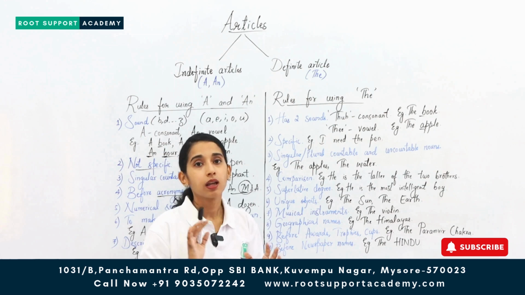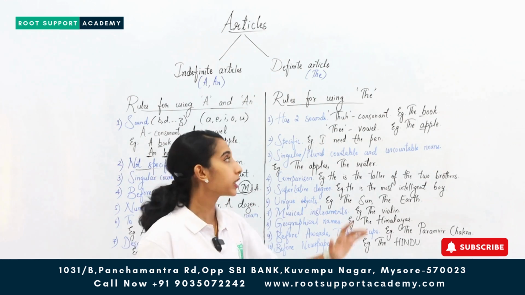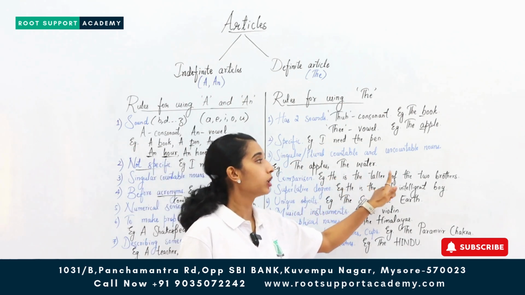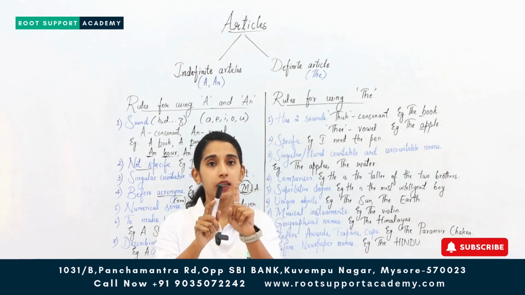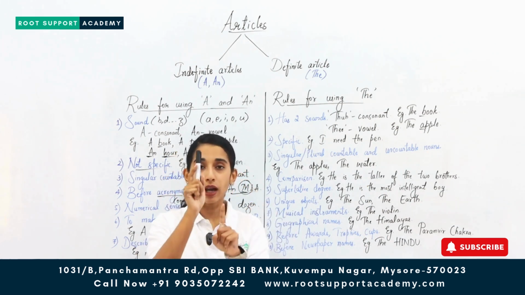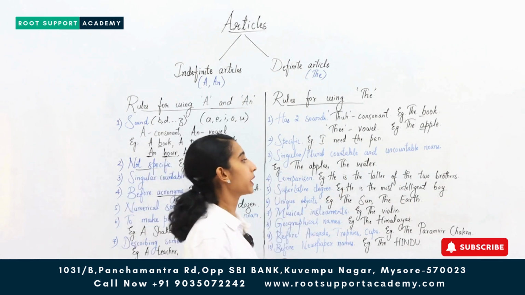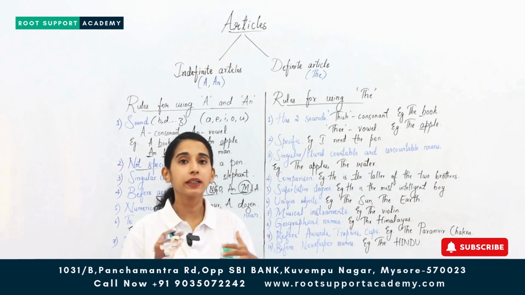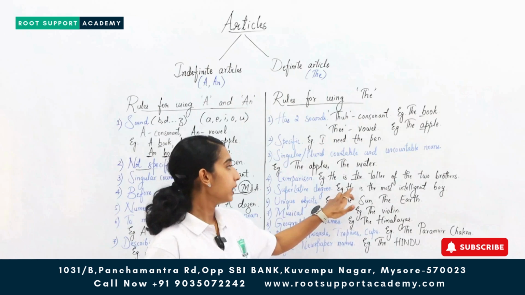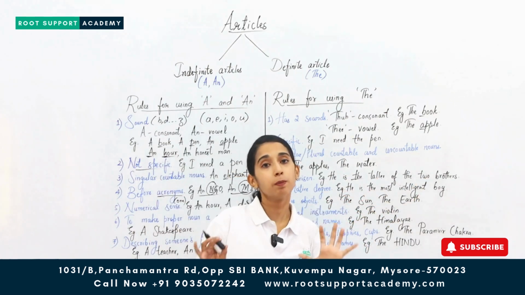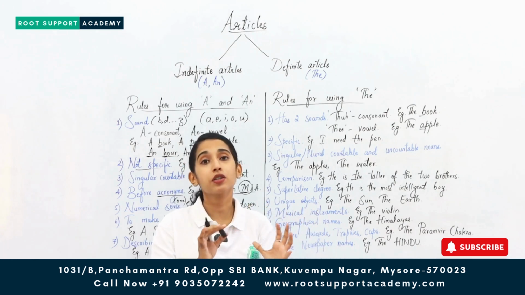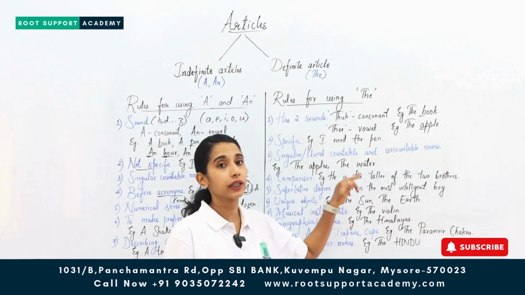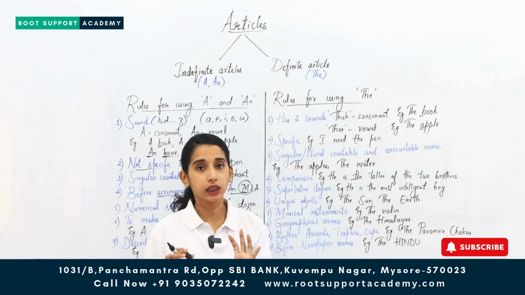Next, comparison. When we have to compare two things, we again use the definite article the. Example, he is the taller of the two brothers. Of the two brothers, one is tall, one is short. So to compare those two, we are using the definite article the again. Next, superlative degree. We all know the superlative degree. Example, he is the most intelligent boy in the class. So whenever we have a superlative degree, we use the definite article the.